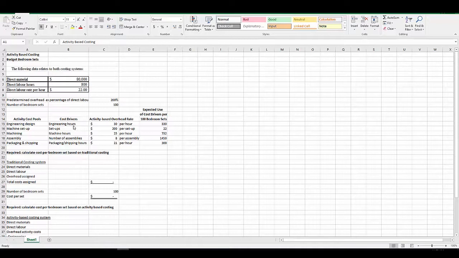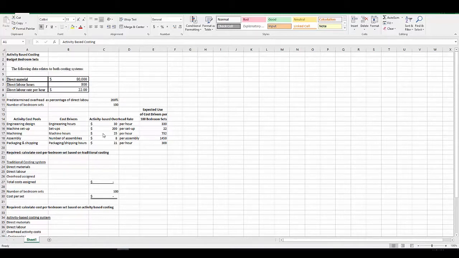You would also be given your cost drivers. And here the next column is the activity-based overhead rate. So this $30 means the cost for engineering design is $30 per hour. Machine setup, it's costing you $200 per setup. So when you're looking at something like machine setup, this usually involves some reconfiguration of your manufacturing equipment as you move from manufacturing, say for instance, a sofa versus a bedroom set.